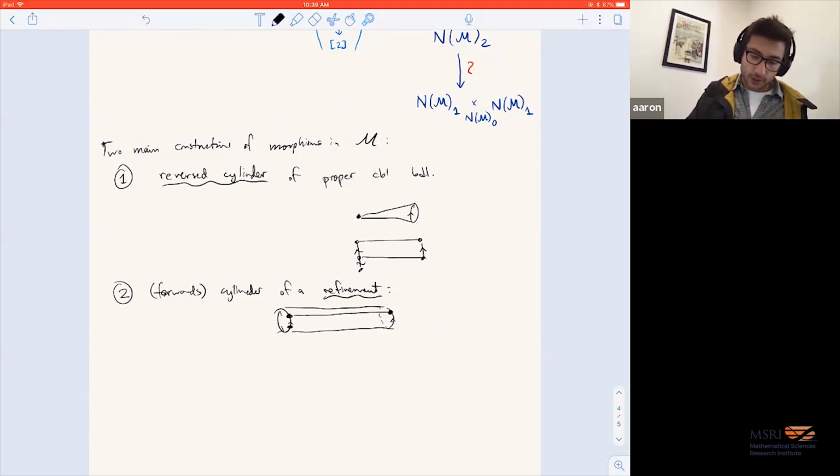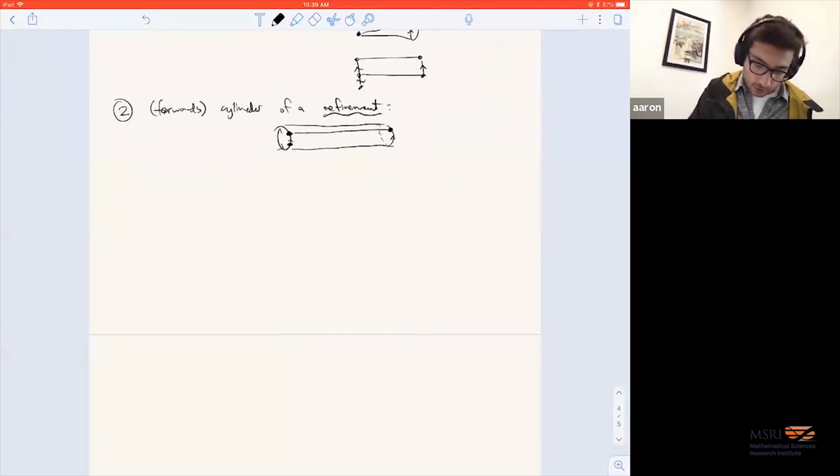Okay, so let's start talking about the best one manifold there is, which is the circle. So inside of this infinity category curly M, there's an object called S1.